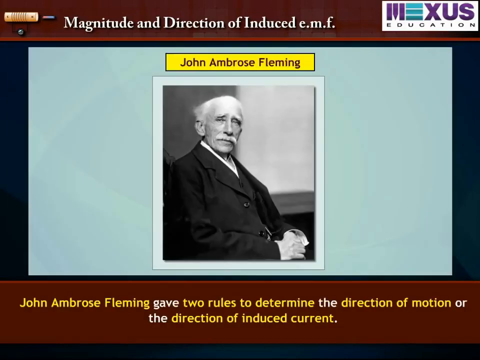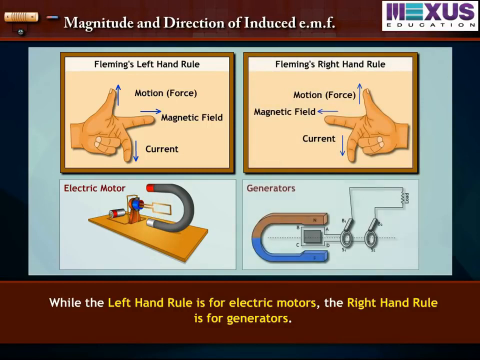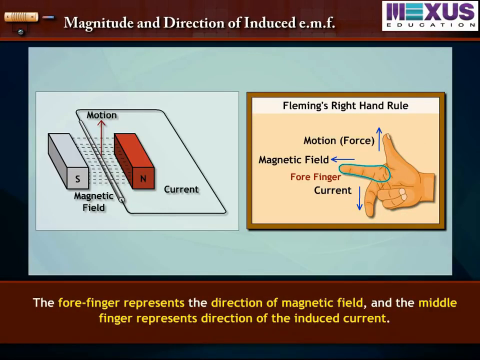John Ambrose Fleming gave two rules to determine the direction of motion, or the direction of induced current. While the left-hand rule is for electric motors, the right-hand rule is for generators. According to Fleming's right-hand rule, the thumb, forefinger, and middle finger of the right hand are stretched perpendicular to each other. And if the thumb represents the direction of movement of the conductor, the forefinger represents the direction of the magnetic field, and the middle finger represents the direction of the induced current.